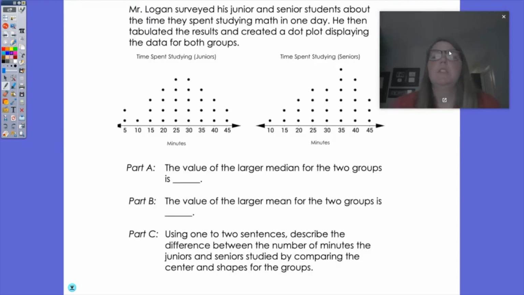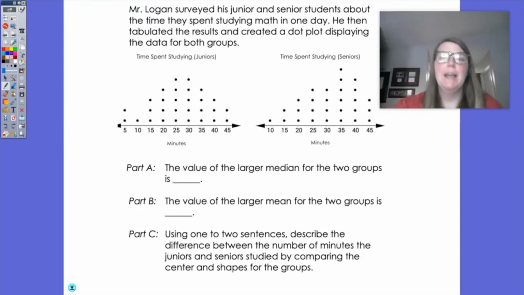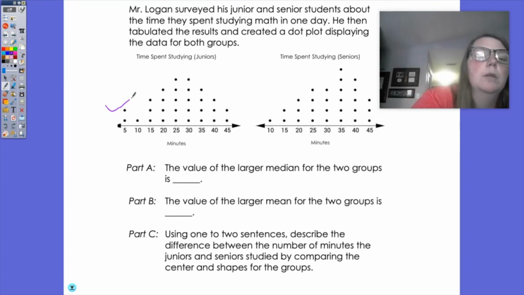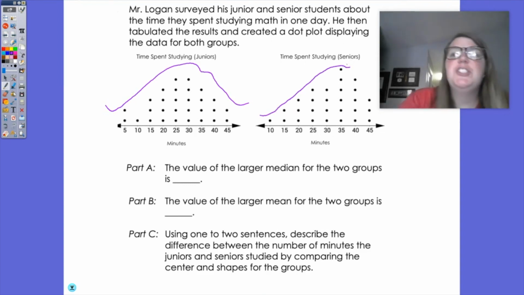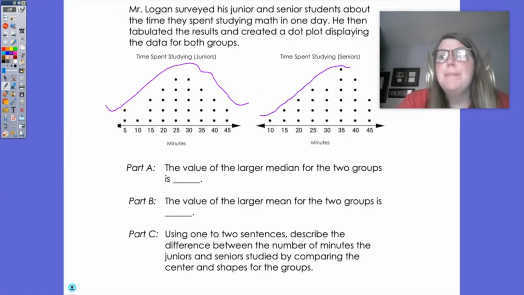I will tell you for this question that I kind of pre-calculated some of the values so that you waste a little bit less time in the video. So Mr. Logan surveyed his junior and senior students about the time they spent studying math in one day. He then tabulated the results and created a dot plot displaying data for both groups. So on the left, you'll see it follows a little bit more of a normal distribution. And then this one over here is skewed to the left. So just keep that in mind when we find our values.